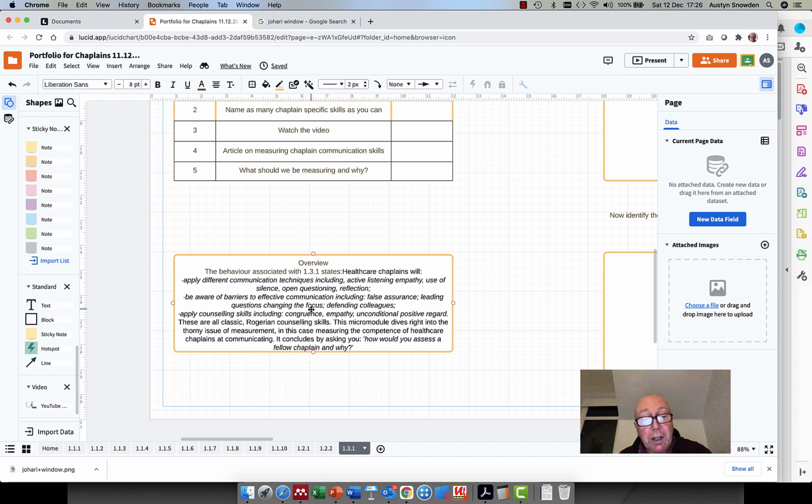Now, these are all classic Carl Rogers counselling skills and indeed principles. And so this micromodule dives right into the thorny issue of measuring it. Okay, so I'm going to assume that you know what these skills are, although we will focus our attention on exactly that.